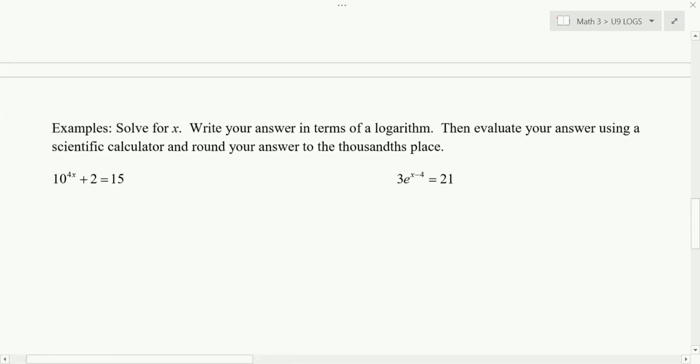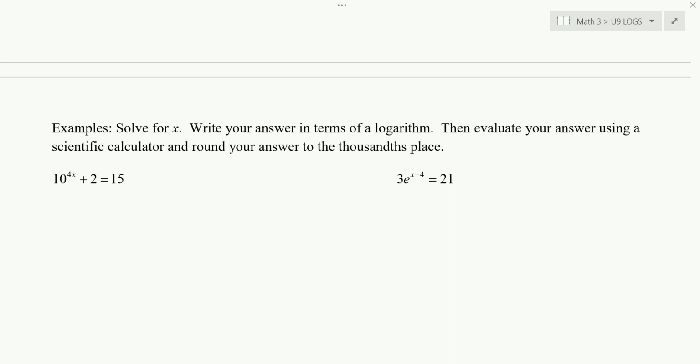This next part, solve for x, write your answer in terms of a logarithm. So we don't need 2 now, just 1. Then evaluate your answer using a scientific calculator and round your answer to the thousands place. Now what's different about these two is look at the base of the exponents. Base 10, base e, and that's exactly what your calculator works in.